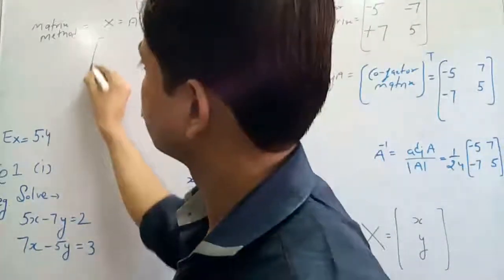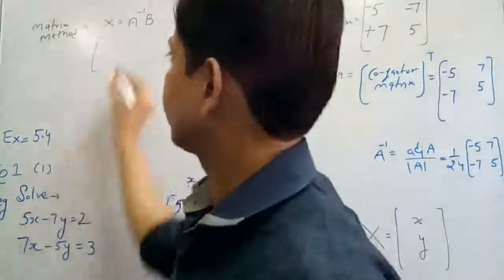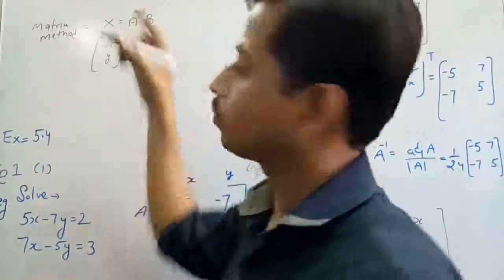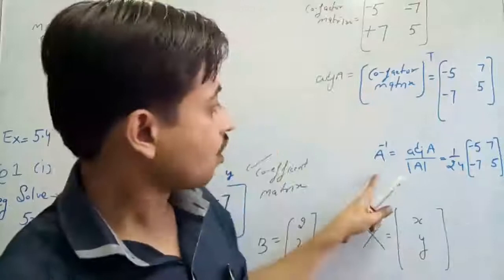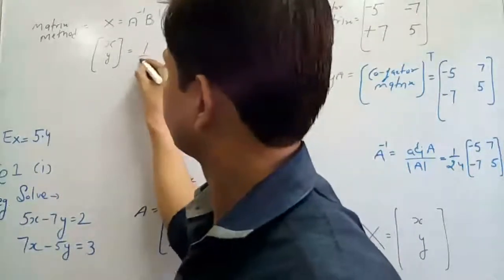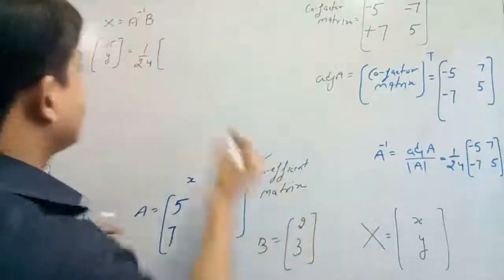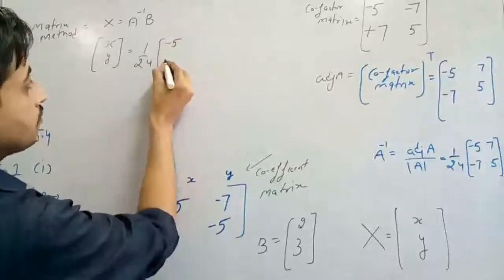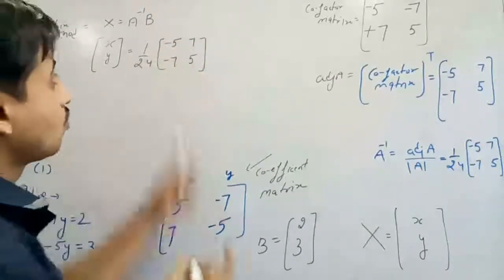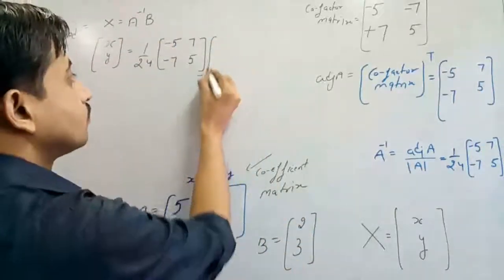What is X? X is your matrix, X and Y. So I am writing here X, Y. Now what we have to put? A inverse. I already have A inverse, 1 by 24, which is minus 5, minus 7, 7, 5. Now what is B? B is 2 and 3.